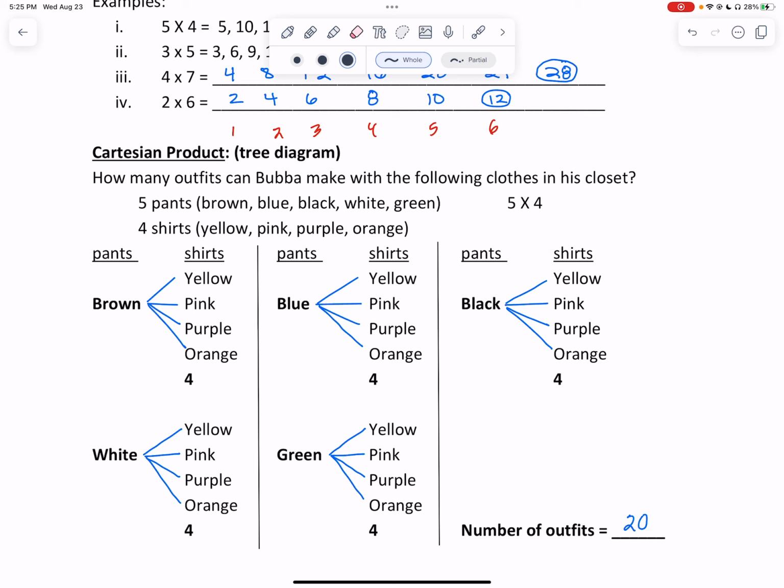So that is a tree diagram to show how we could multiply 5 times 4. 5 pairs of pants and 4 shirts. So that's called a tree diagram, or it's also called a Cartesian product.